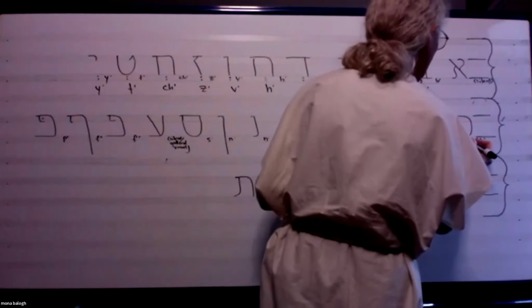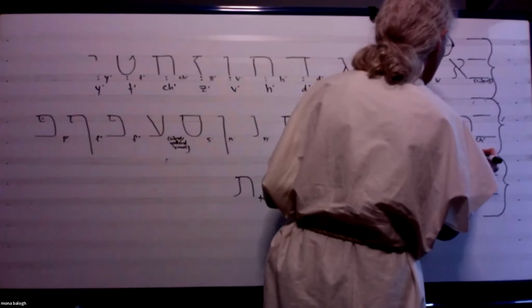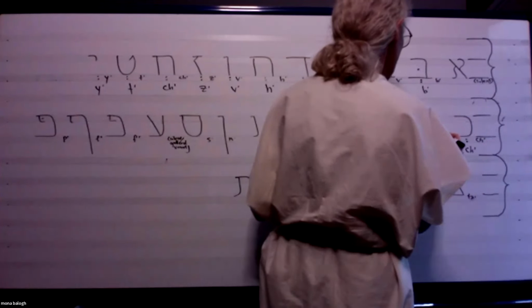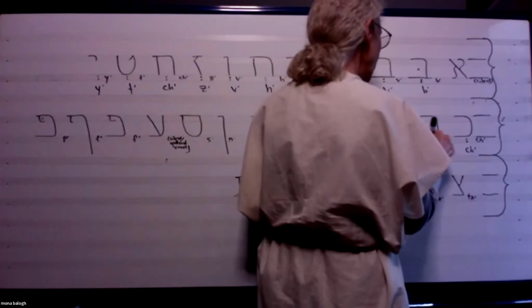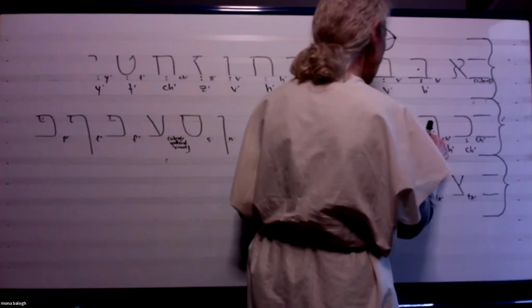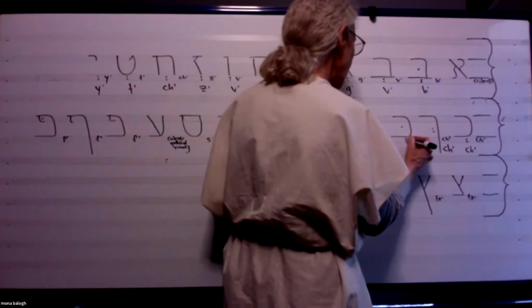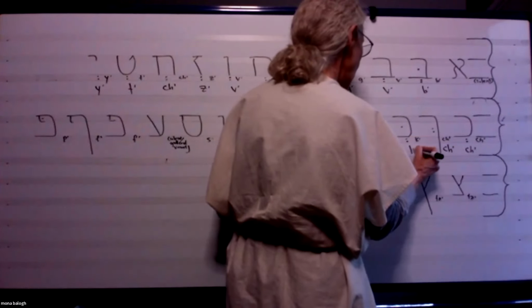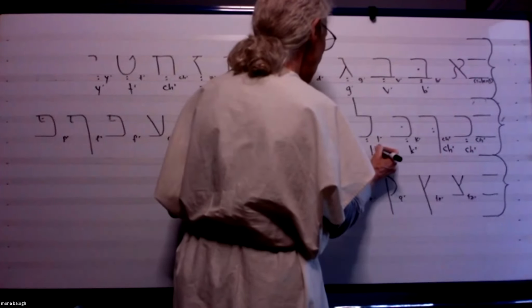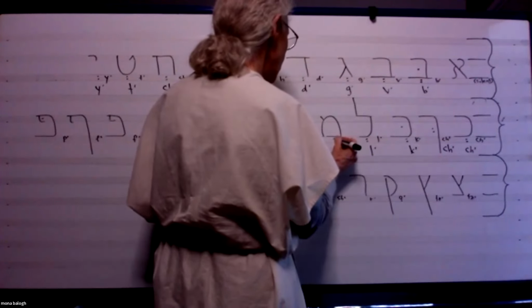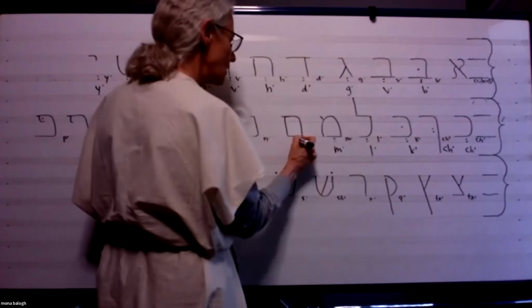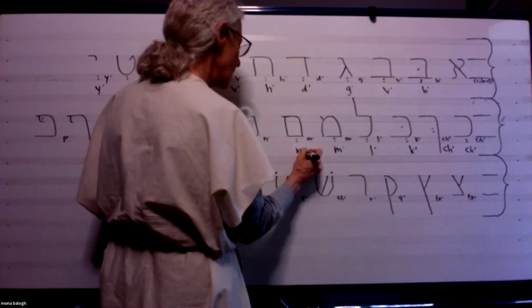Chaf, shva, ch. Chaf sofit, shva. Notice I'm putting the shva inside the chaf because the rabbis liked it that way better, the Masoretic rabbis. Same sound, ch. Lamed, shva, l. Mem, shva, m. Mem sofit, shva, m.